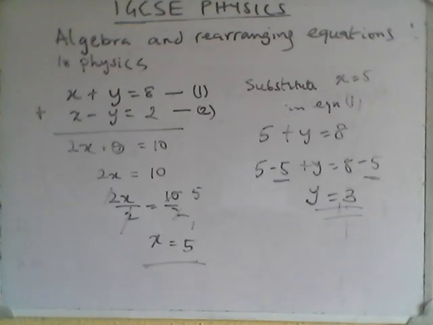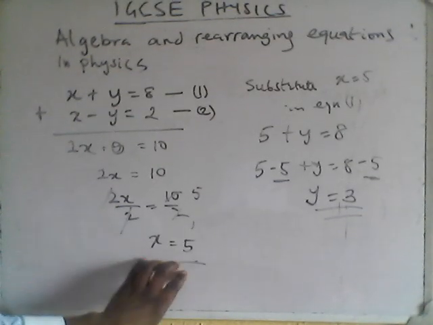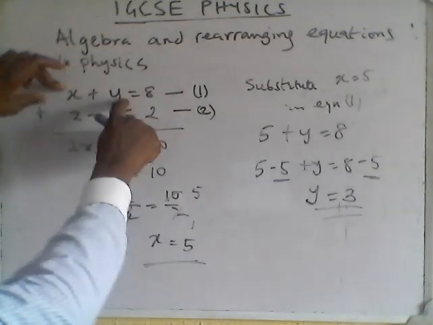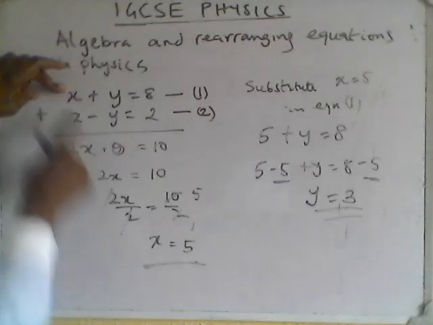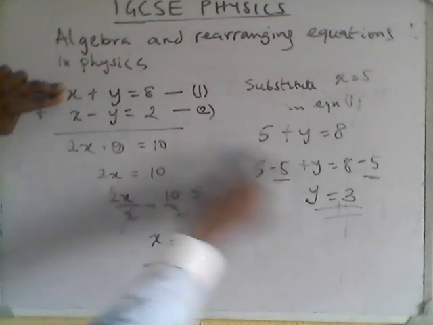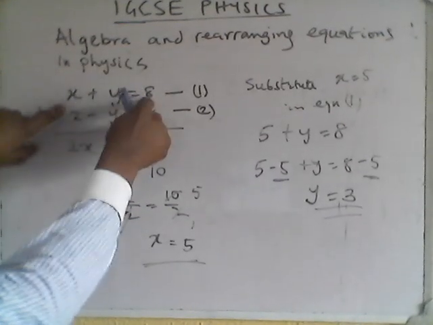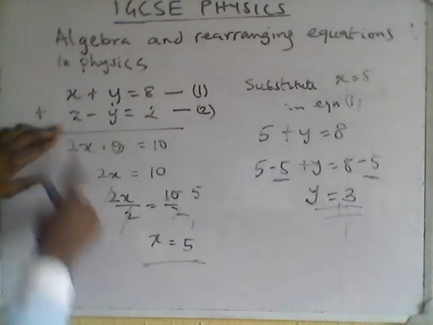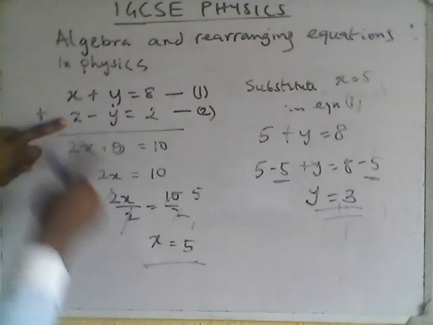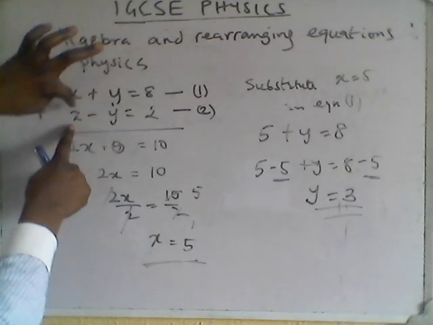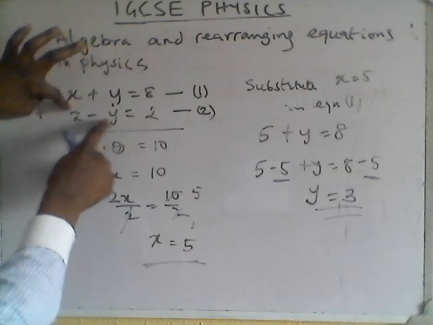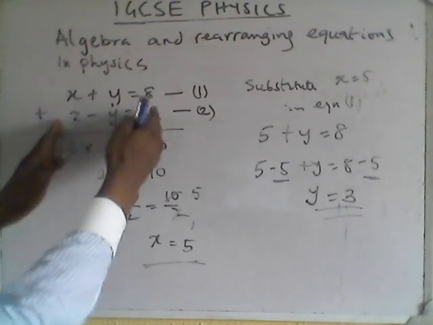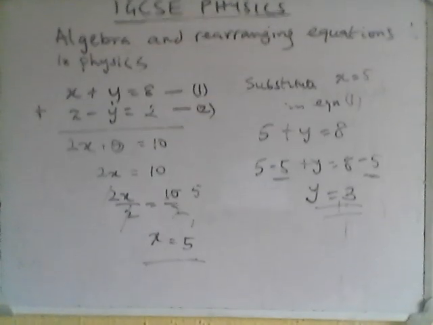I can check in both equations. If I put x as 5 and y as 3 in the first equation, 5 plus 3 gives me 8. This equation is true: 8 here, 8 here, 8 is equal to 8. Again, the second equation. If I put 5 into x here, I have 5, then minus y. Y is 3. 5 minus 3 is 2. So I have 2 here, I have 2 here. So this equation is also true. So this is how you check.